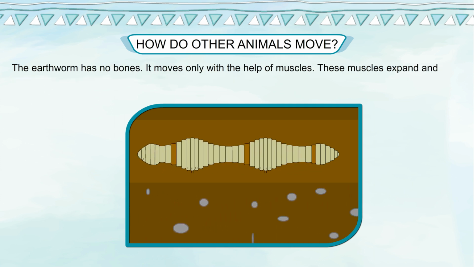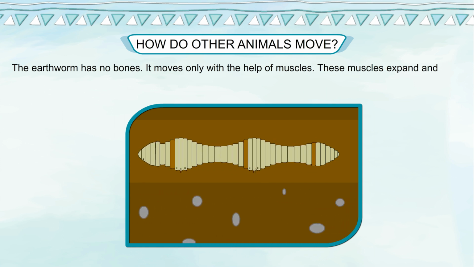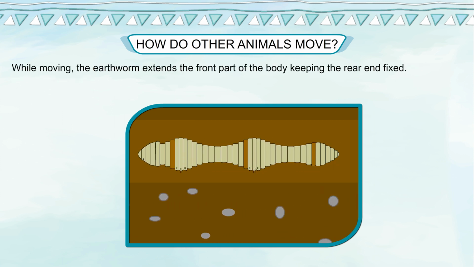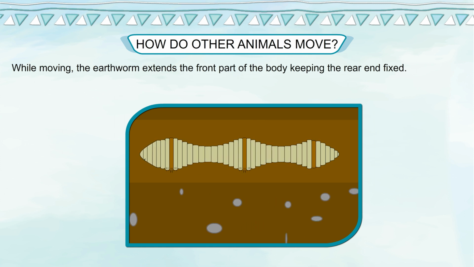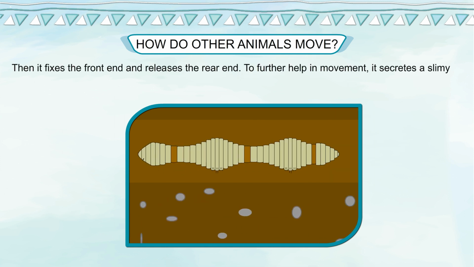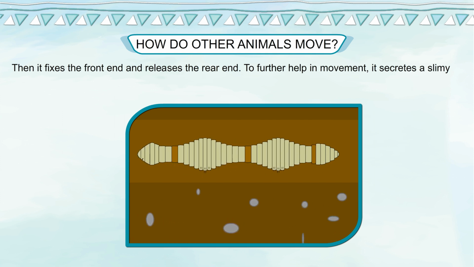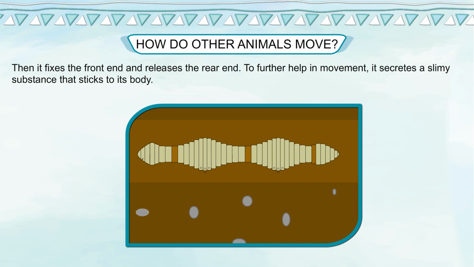The earthworm has no bones. It moves only with the help of muscles. These muscles expand and contract alternately. While moving, the earthworm extends the front part of the body, keeping the rear end fixed. Then it fixes the front end and releases the rear end. To further help in movement, it secretes a slimy substance that sticks on its body.